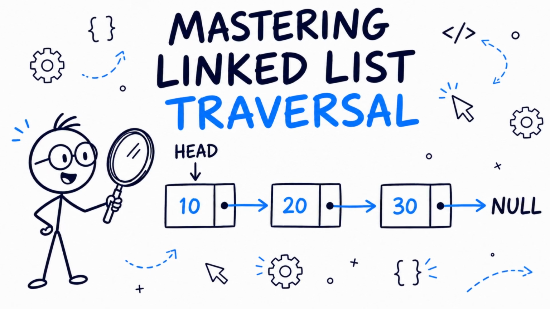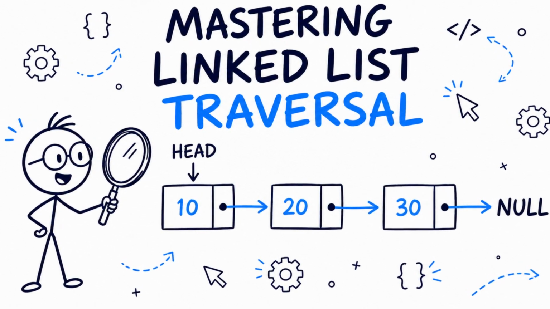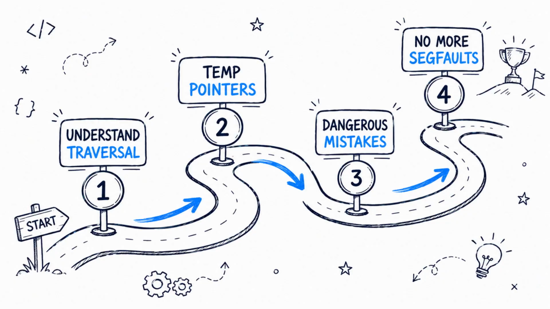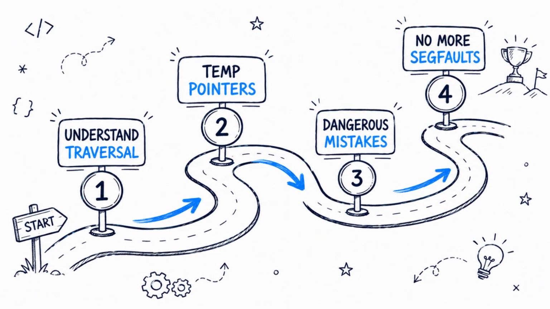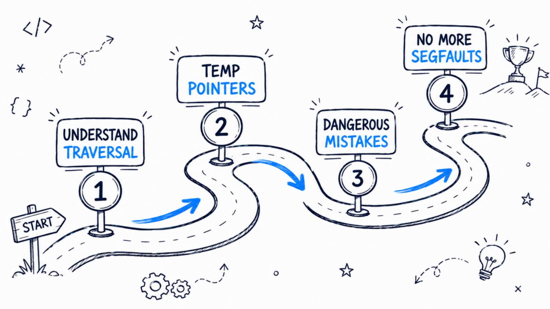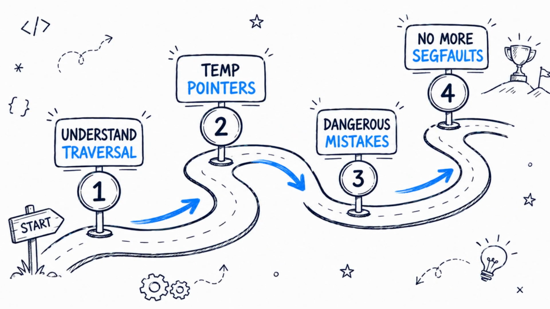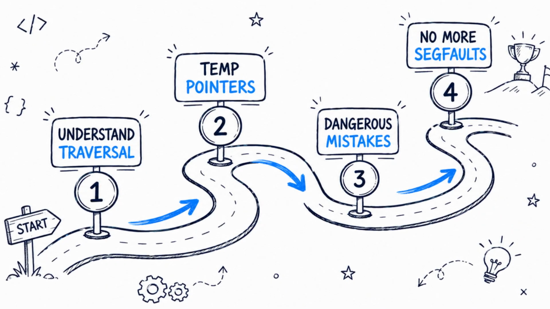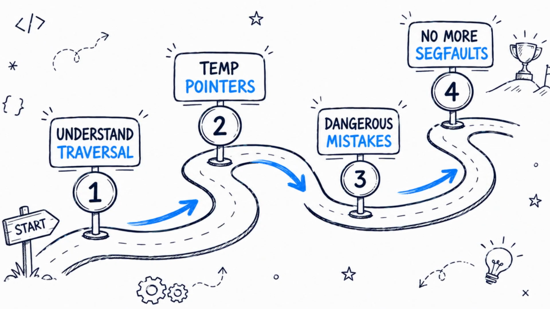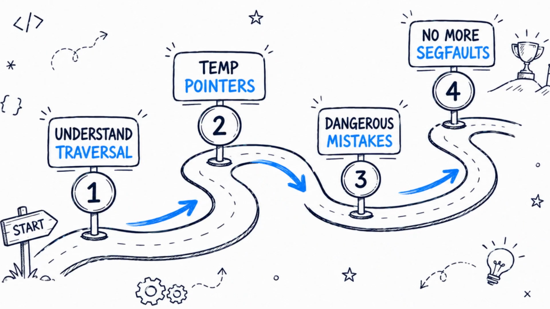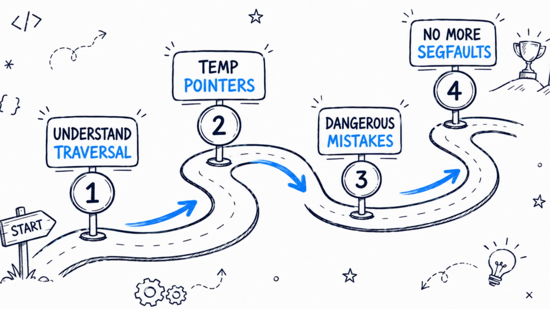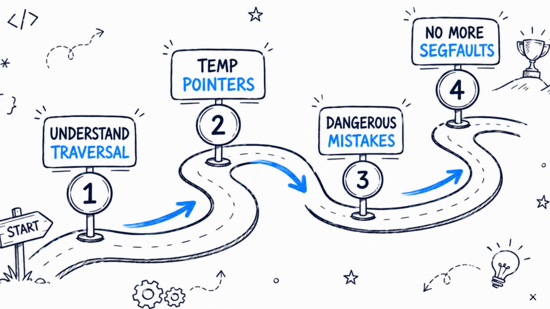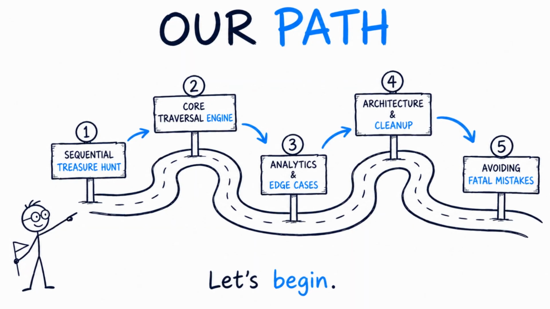Welcome to this explainer. Today, we are absolutely mastering traversal in singly linked lists in C. By the end of our time together, you will know exactly how linked list traversal really works under the hood, why we absolutely need temporary pointers, and how to dodge some incredibly dangerous mistakes. Our main goal today? Building a bulletproof mental model so you can finally wave goodbye to those frustrating 3 a.m. segmentation faults. Okay, let's dive into this.